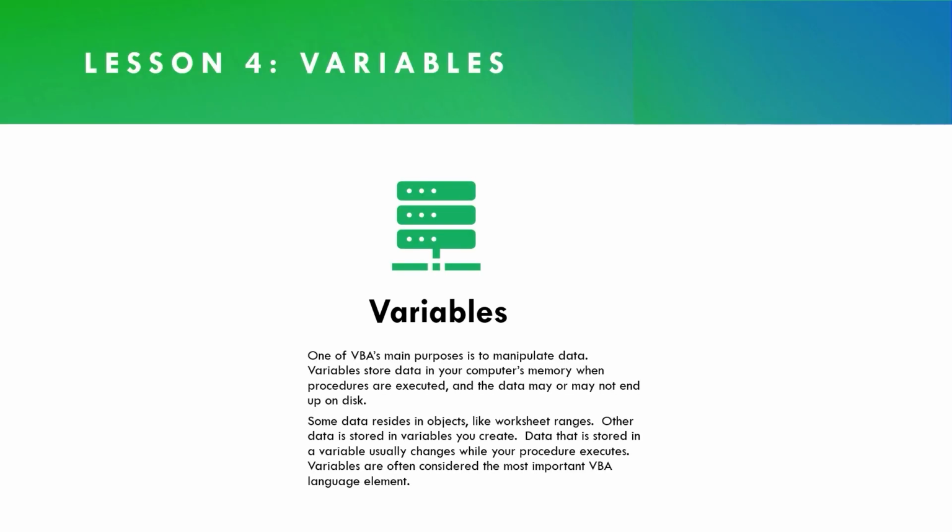One of VBA's main purposes is to manipulate data. Variables store data in your computer's memory when procedures are executed, and the data may or may not end up on disk. Some data resides in objects, like worksheet ranges. Other data is stored in variables you create. Data that is stored in a variable usually changes while your procedure executes. Variables are often considered the most important VBA language element.